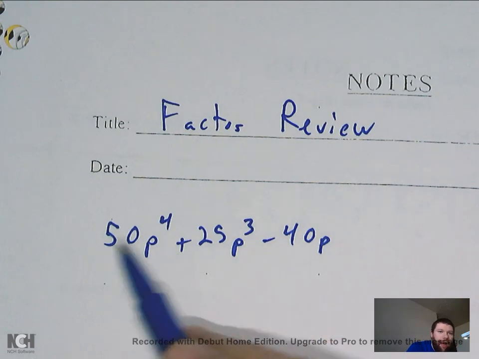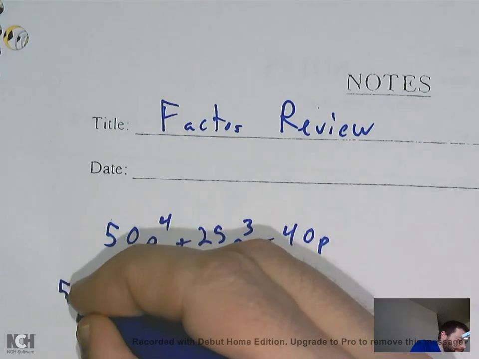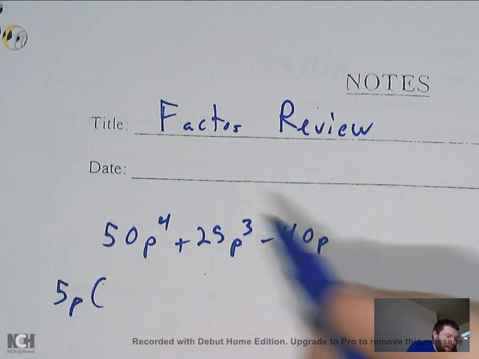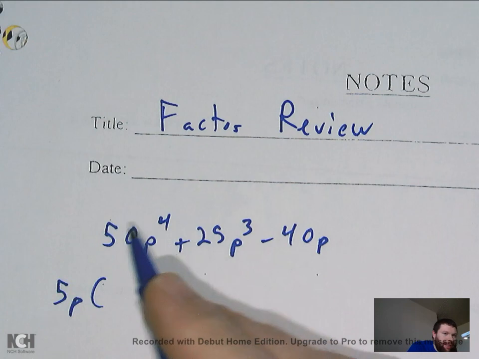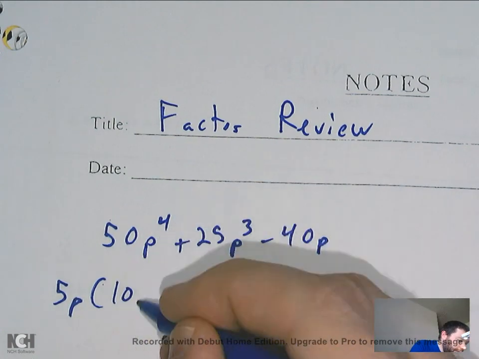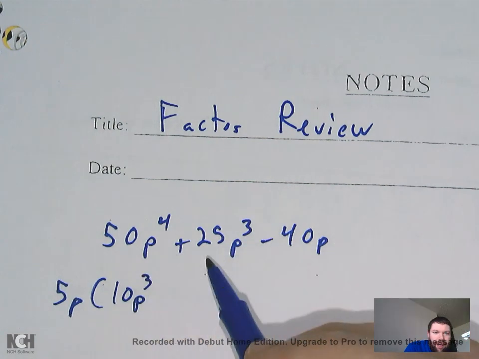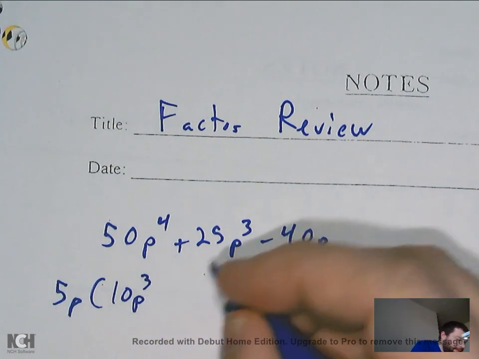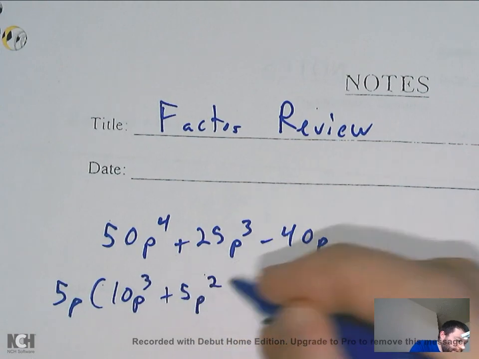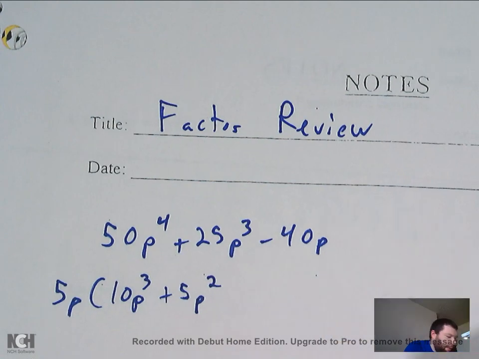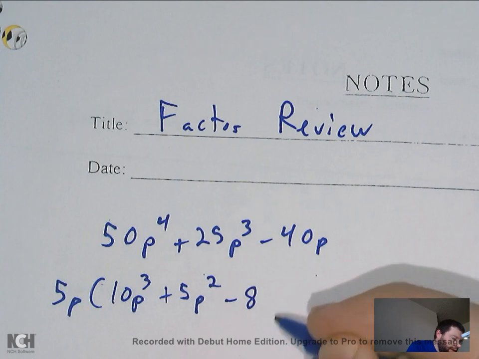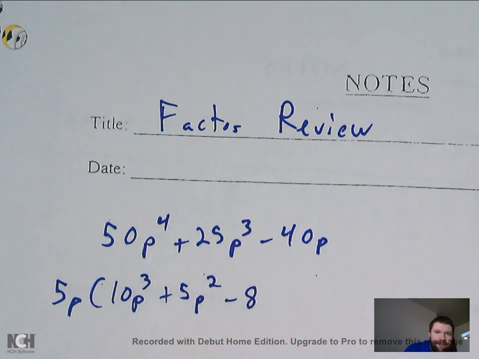So if I take out 5 and a p, I'm going to be left with, that would be 10, right? 5 times 10 is 50. And I'd be losing one of those p's, so p to the third. And then take out a 5, it would be 5, so plus 5. And then I take out one of the p's, so p to the second. And then I take out a 5, and that would be 8, so minus 8. And that's it, so the p is gone.